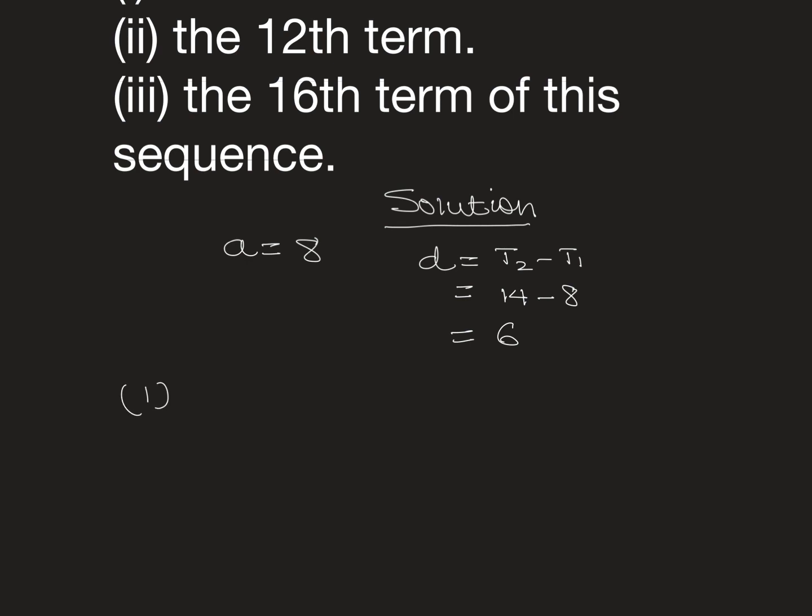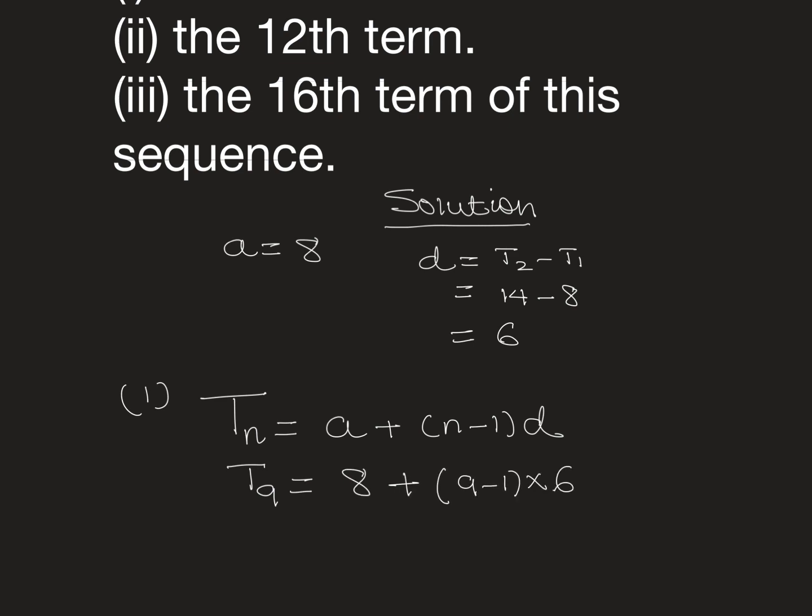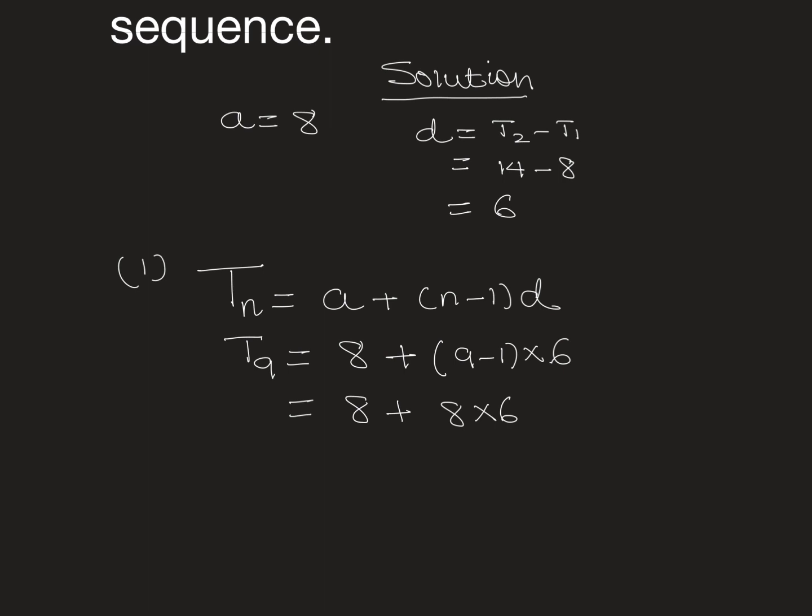The first question asks us to find the 9th term. If we use the general formula, T sub n is equal to a plus n minus 1 times the difference, the 9th term will be T9 is equal to a, which is 8, plus 9 minus 1 times the difference, which is 6. So that is going to be 8 plus 8 times 6. 8 times 6 is 48.